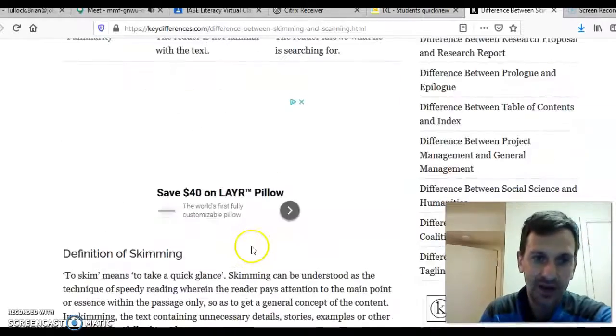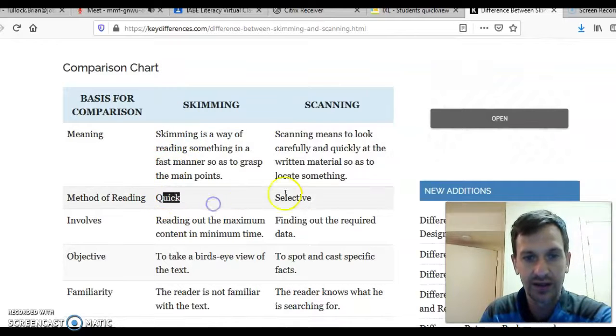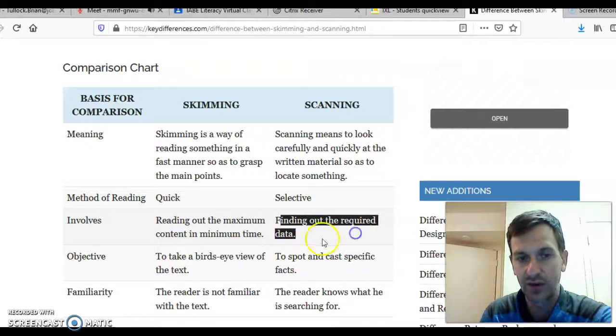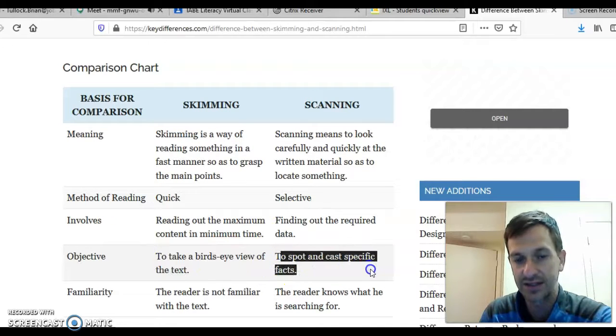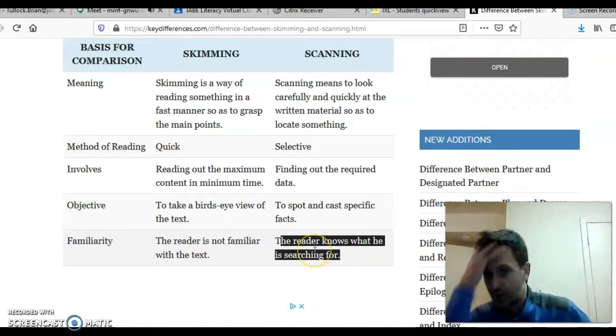Alright, so we look at the comparison. Quick for skimming, selective for scanning. Maximum content and minimum time. Required data. Bird's eye view of the text, spot and cast specific facts. Not familiar with the text, versus the reader knows what he's searching for.